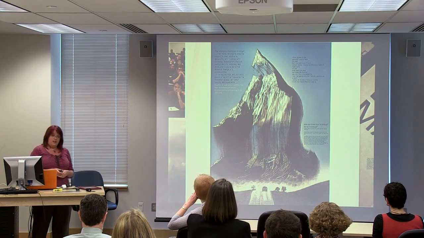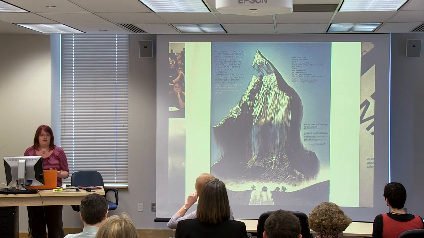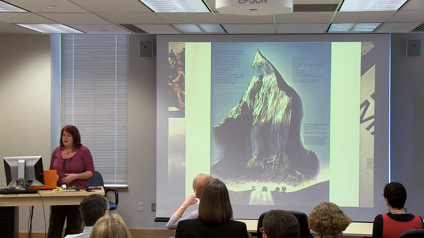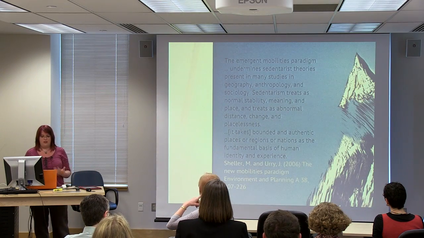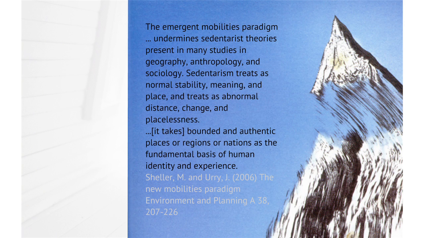So we did a project to try to find out from students on our program what the place of the university meant to them. What did it mean to them to be a student at Edinburgh who was not in Edinburgh? And we looked in particular at the idea of the mobilities paradigm, which undermines sedentarist theories present in many studies, and which treats as normal stability, meaning, and place, and treats as abnormal distance, change, and placelessness. It takes bounded and authentic places or regions or nations as the fundamental basis of human identity and experience.